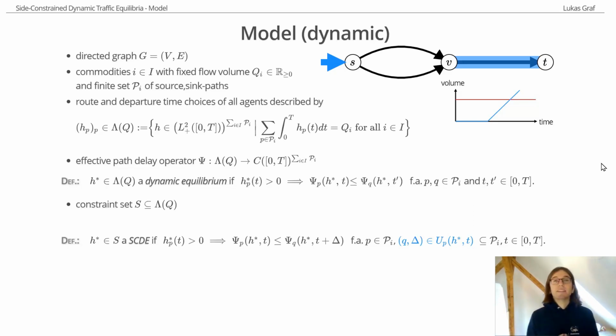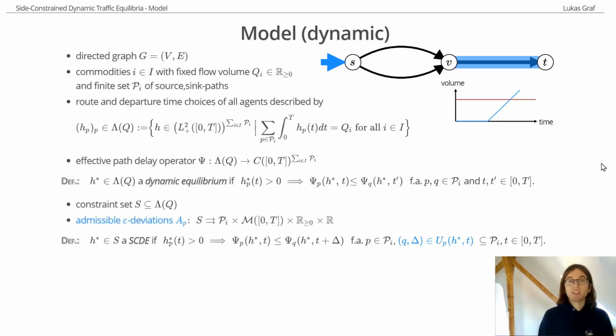The problem with that is that a single particle has infinitesimal size, so a single particle switching will never lead to a violation, right? Because it's infinitesimal in size. And so we can't really check whether an alternative path and starting time is allowed for a particle by trying out this switch, because it would never have any effect on the actual flow. So we introduce an additional concept, namely that of admissible epsilon deviations. So we are now looking at deviations of a whole set of particles, a neighborhood of this single particle which we are actually interested in.